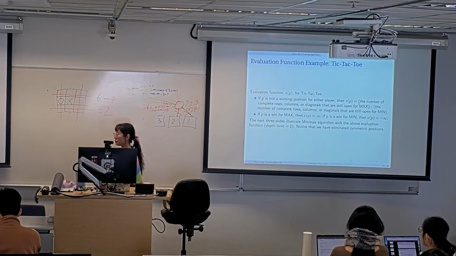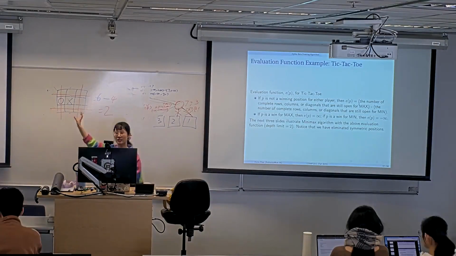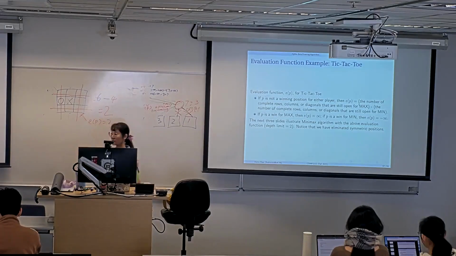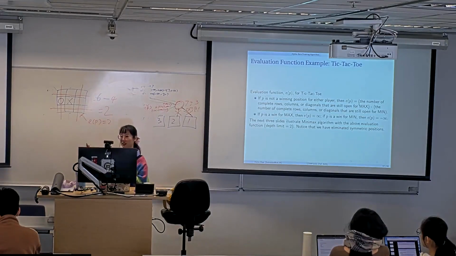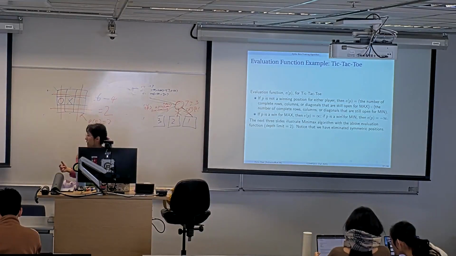So that means if a game state is like this, even though it's a non-terminal state, we can still evaluate what is the score. And the score, EP, is 2 for this game state. So we can still evaluate it, even though it's not a terminal state. This is how we evaluate some non-terminal state.